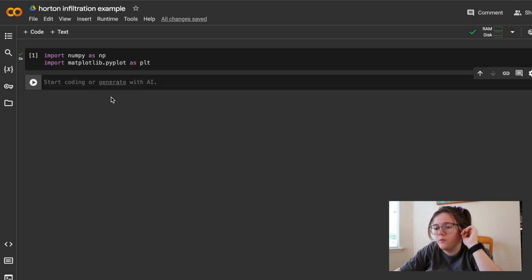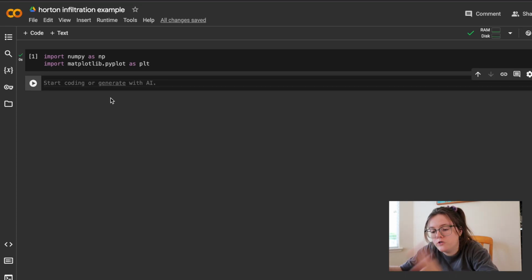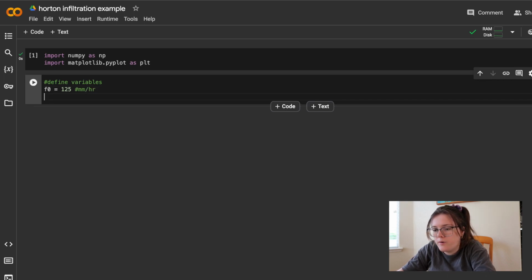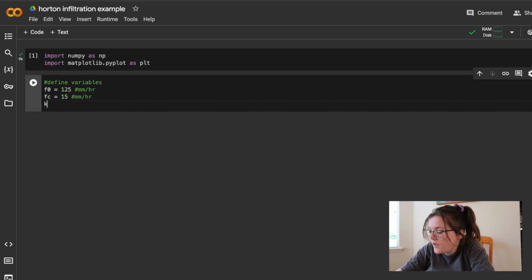Start coding or generate with AI, holy cow. We're getting too advanced. So let's first start by defining our variables that we're given. So we know that in this case, our F naught is equal to 125, and this is in millimeters per hour. Our FC is equal to 15 millimeters per hour. And then our K is 0.8.